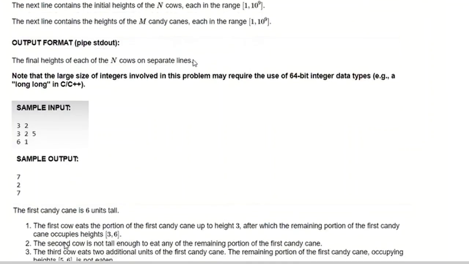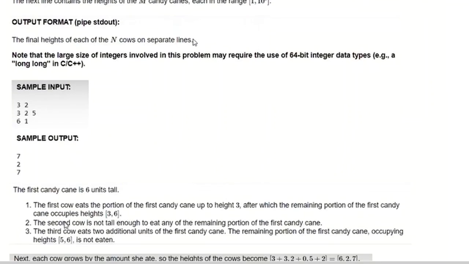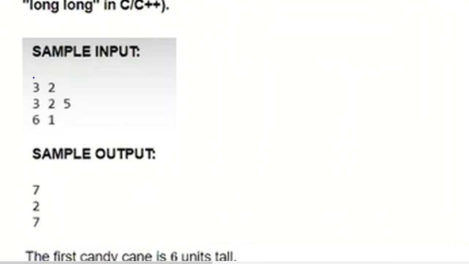Now let's consider this input output. In this input output, the number of cows n is 3, the number of candy canes is 2, and the heights of the cows are 3, 2, 5, and the heights of the candy canes will be 6, 1. So let me explain for you. We consider the first candy cane, we hang it out like this, and for example, the height will be 6.